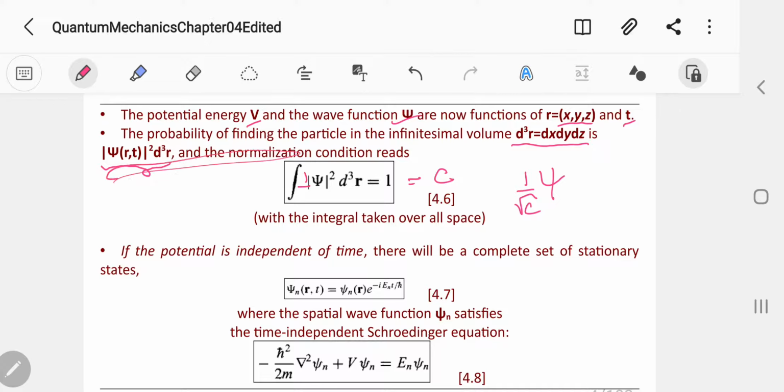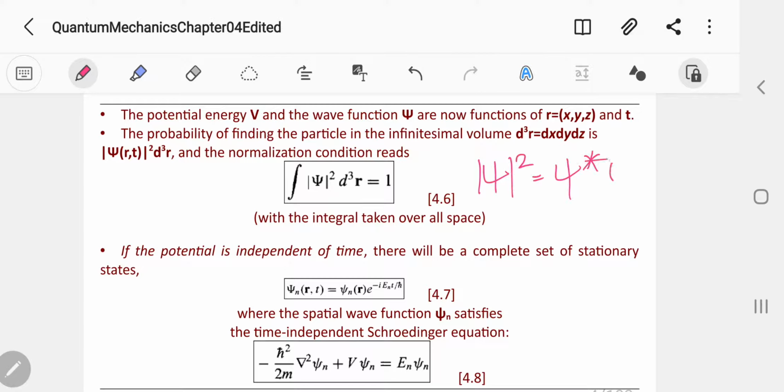Anyway, psi squared is equal to psi star psi. This integral is calculated or integrated over all space.